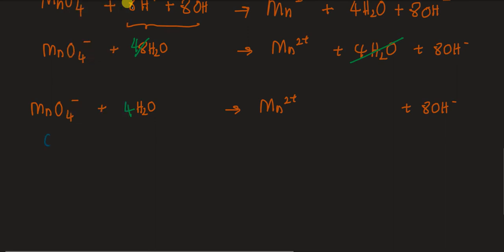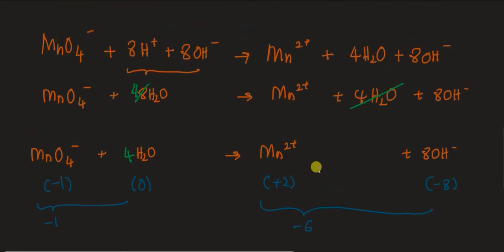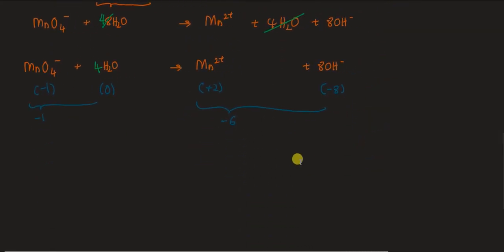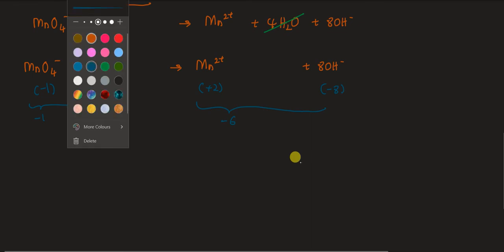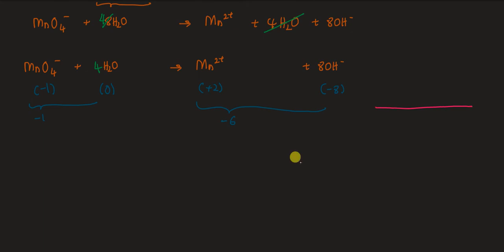On the left hand side, we have -1 plus 4 multiplied by 0, 0, and this is +2, and this is -8. If we add it up, this one is -1, this one is -6. So we have to add electrons on the side that is least negative. So again, we do the number line. So this is -6, this is -1.